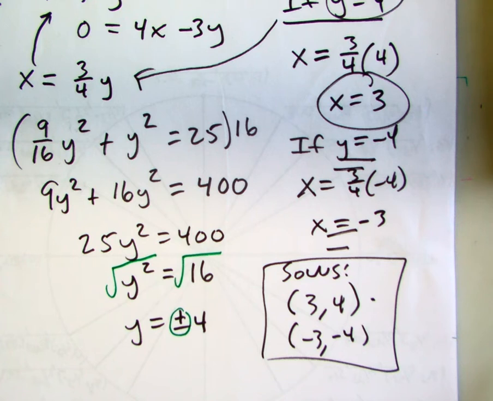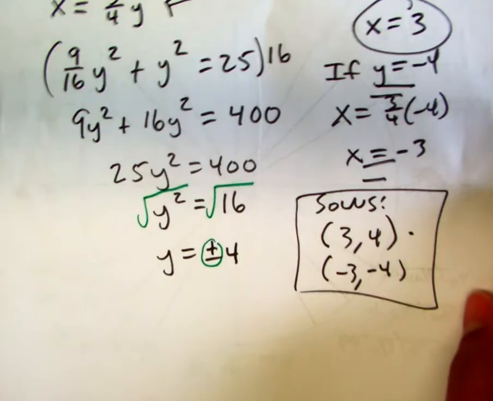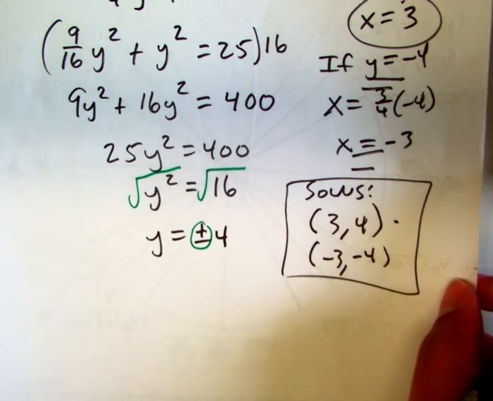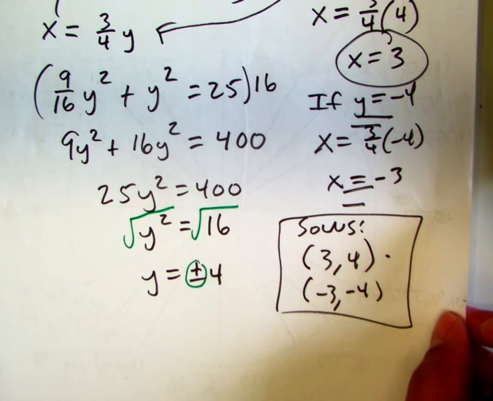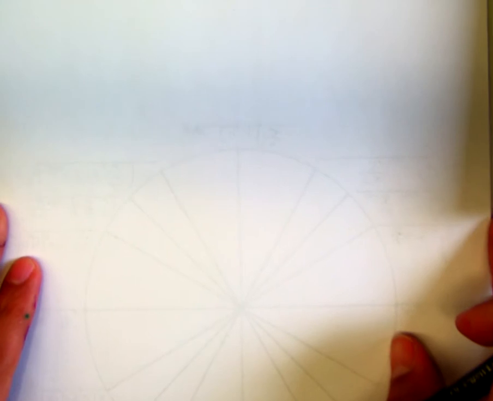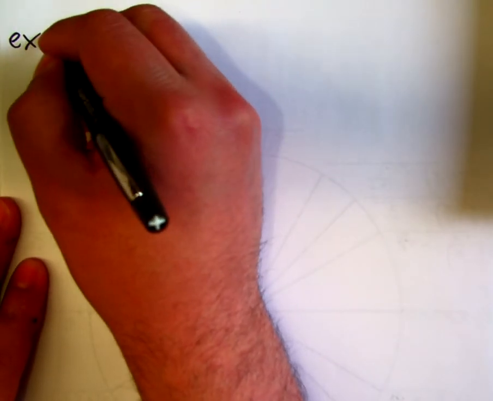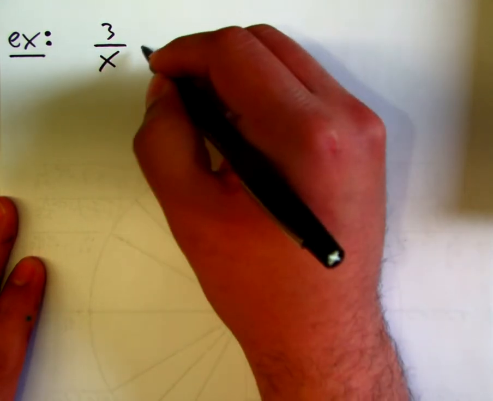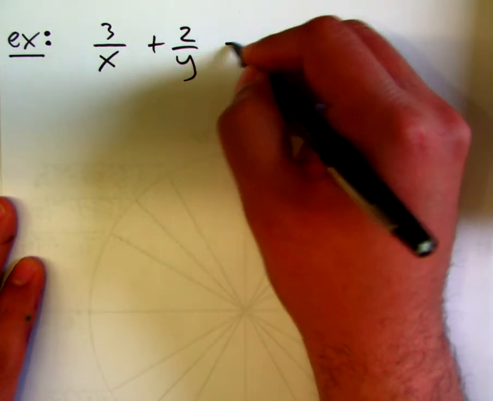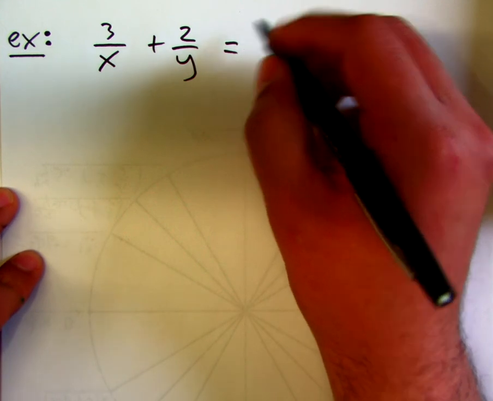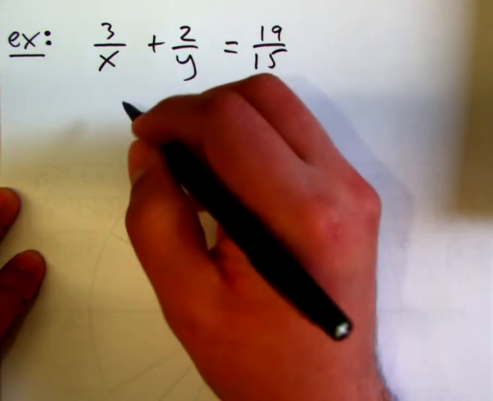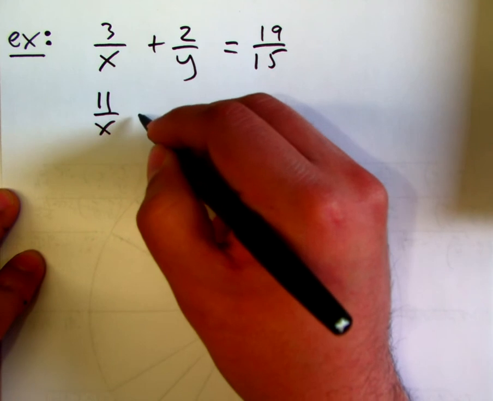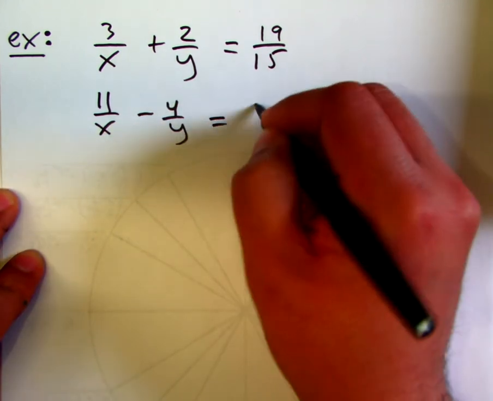All right, I'm going to do one more, and then I'm going to give you guys one to try. I'm going to show you a technique that will help. Anybody still need this? Okay. Let's say we have 3 over x plus 2 over y equals 19 over 15, and 11 over x minus 4 over y equals 13 over 15.